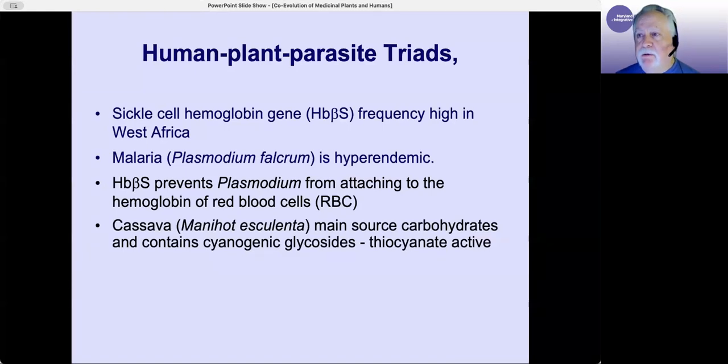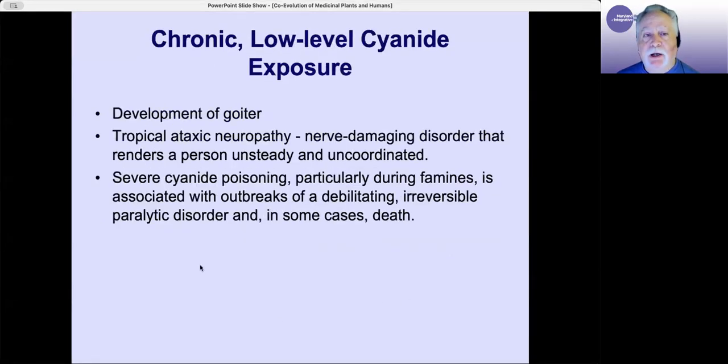There's a third actor, and that's cassava, which is the main source of carbohydrates, and it contains a cyanogenic glycoside, which, remember we talked in one case, a glycoside becoming active after the sugar is cut off. Well, once that sugar is cut off, it becomes a thiocyanate, and that's a toxin.